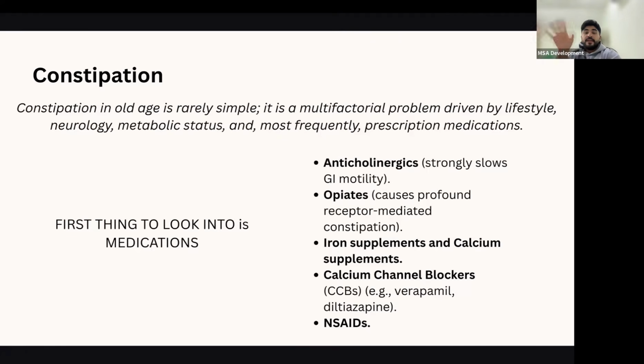So the first thing you want to look at is the medications, because again, we know geriatric patients are going to be on a lot of drugs. First of all, look at the anticholinergics. If a patient is taking an anticholinergic, it's going to slow down GI motility, so you are expected to have constipation. Opiates are going to cause constipation. Iron supplements and calcium supplements will cause constipation as well. Calcium channel blockers and NSAIDs are all known to cause constipation.